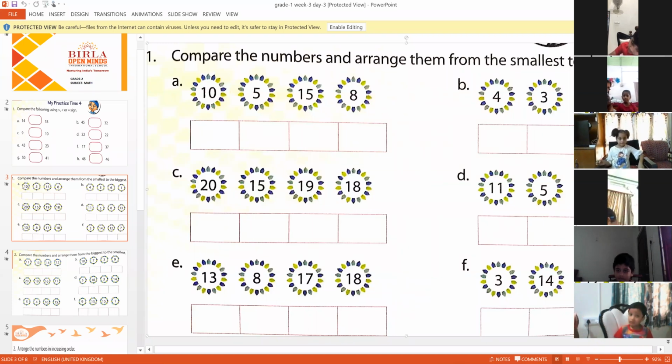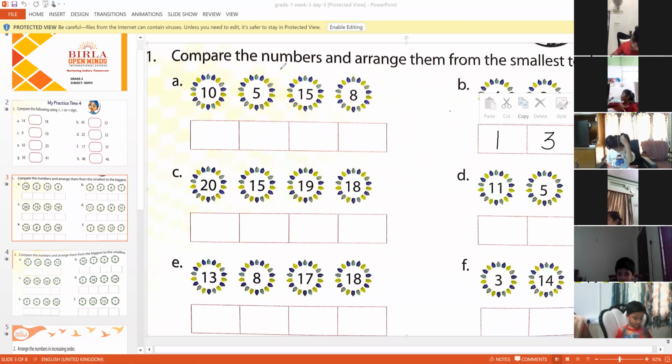Now Hanvit, you tell me which number is the smallest. Tell me the answer for the B bit. Hanvit, quickly. Which is smaller? 1. Okay, 1. So we will write 1 there. Okay, Hanvit. After that 1, what we will write? 3. Okay. Then 4. Okay. After that, 6. Very good, Hanvit. Very good.